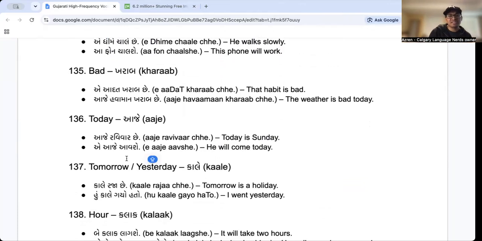Kharab is bad, so easy word here. E adat kharab che. That habit is bad. Adat is a habit.